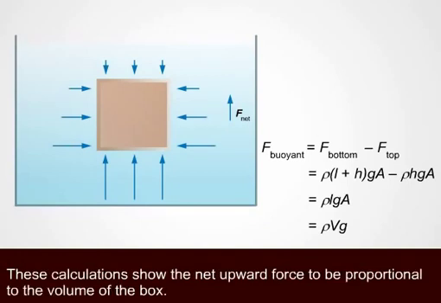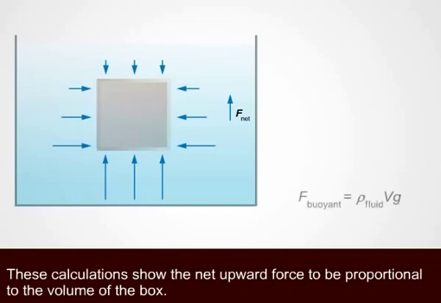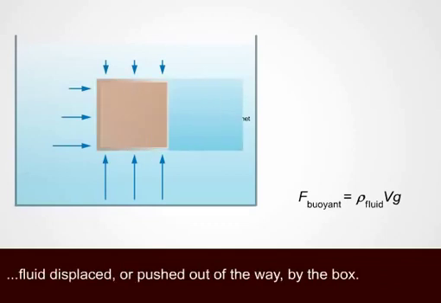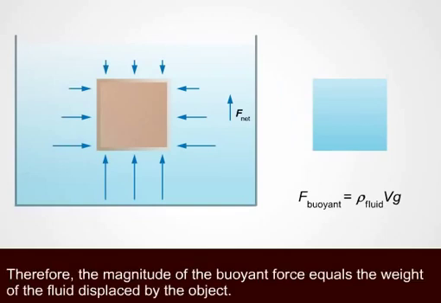These calculations show the net upward force to be proportional to the volume of the box. This volume equals the volume of the fluid displaced, or pushed out of the way, by the box. Therefore, the magnitude of the buoyant force equals the weight of the fluid displaced by the object.